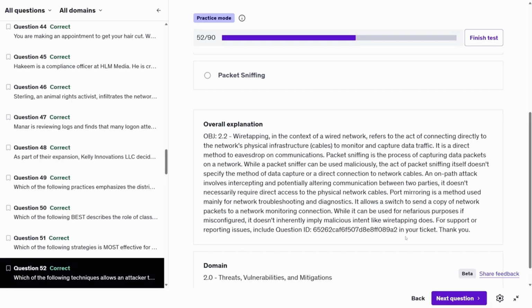Packet sniffing is the process of capturing data packets on a network. While a packet sniffer can be used maliciously, the act of packet sniffing itself doesn't specify the method of data capture or a direct connection to network cables. An on-path attack involves intercepting and potentially altering communication between two parties. It doesn't necessarily require direct access to physical network cables. Port mirroring is a method used mainly for network troubleshooting and diagnostics. It allows a switch to send a copy of network packets to a network monitoring connection. While it can be used for nefarious purposes if misconfigured, it does not inherently imply malicious intent like wiretapping does.